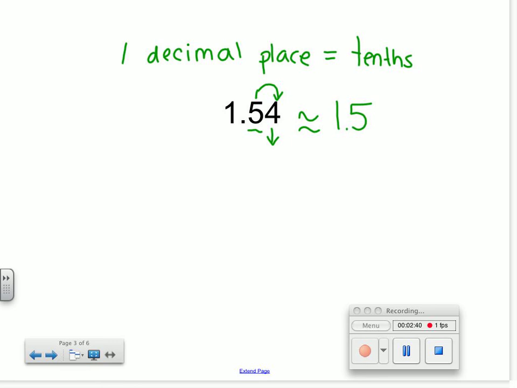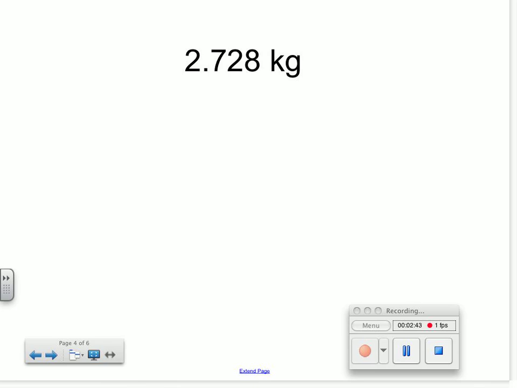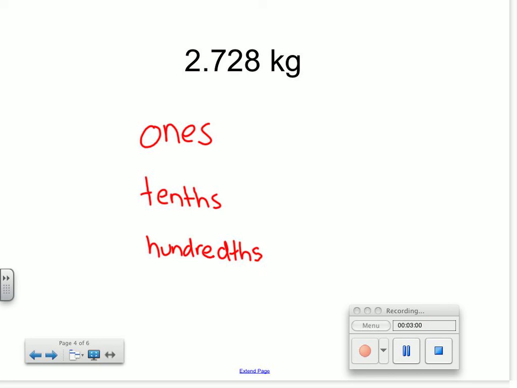Okay, let's take a look at this one here. We have 2.728 kilograms. I want to round this number to the ones, to the tenths, and to the hundredths. If I'm rounding this to the ones, I want to look at my 2. I'm going to look at the next lower place value, which is a 7. 7 or higher is going to be rounded up, so this would be approximately 3.